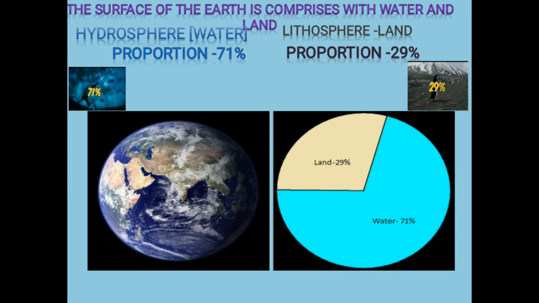So in this slide, observe the proportion of land and water. Water occupies 71% of the earth and land occupies 29% of the earth. So, it proves that the hydrosphere occupies a much larger part than the lithosphere.